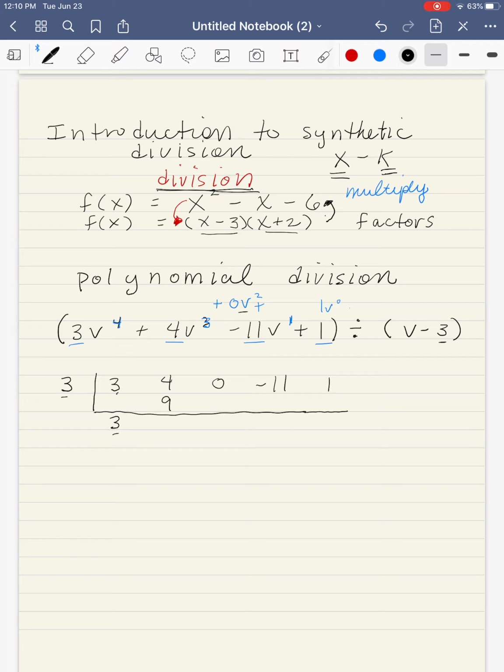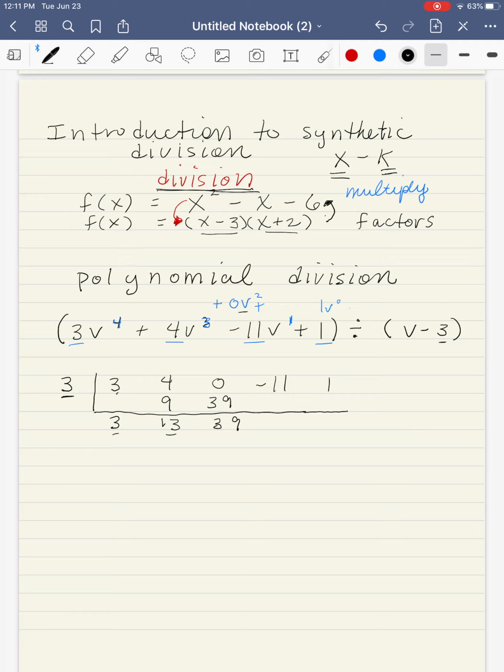So this 3 just drops straight down. Then I'm going to multiply this 3 times what I dropped here. And I get 9, and I write it right underneath the second number. Then I add those two numbers. And then I just keep doing that all the way across. I multiply the 3 times the 13 and write that number here. And then I add and get that one.